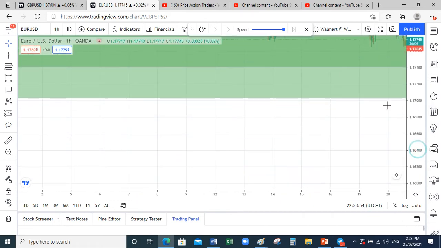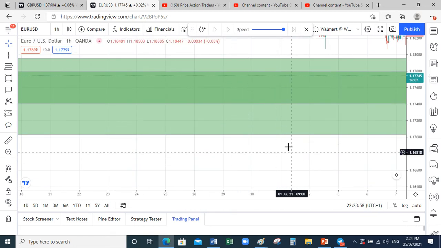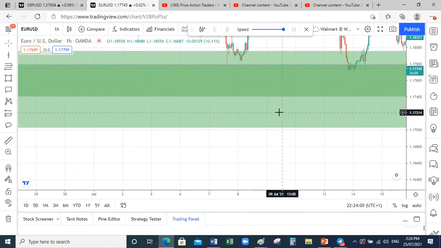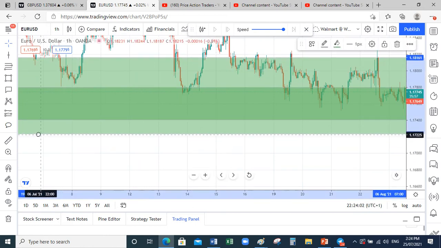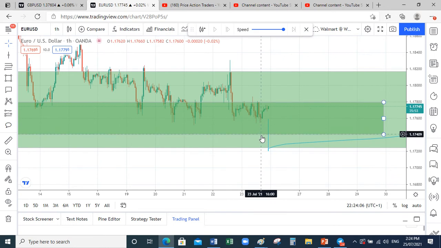Price came down to touch that zone. See it. Price came down to touch that zone. You see it.